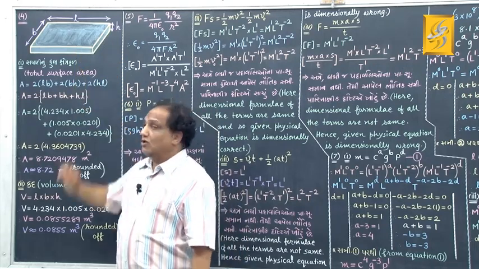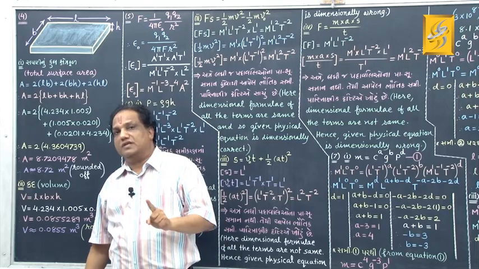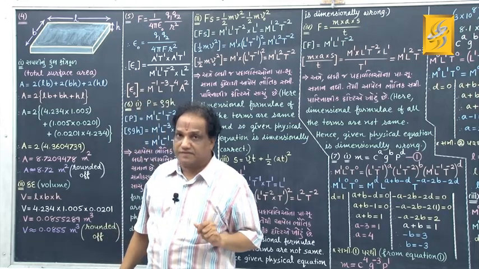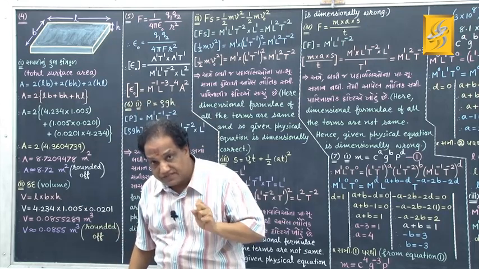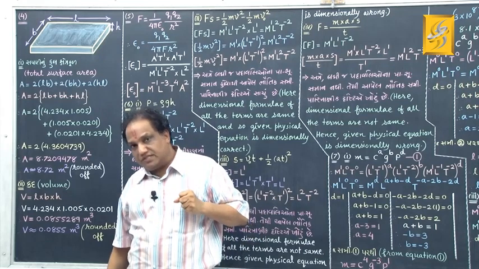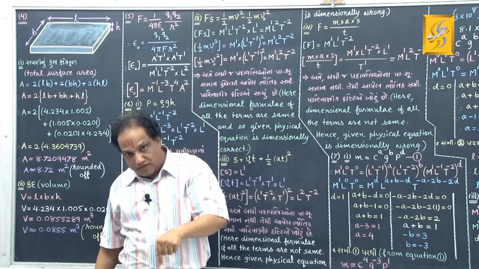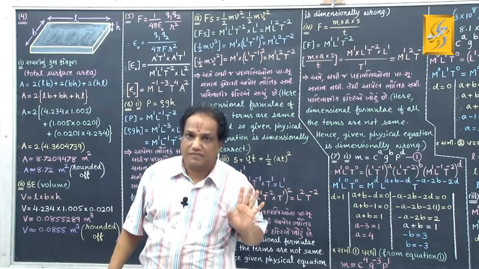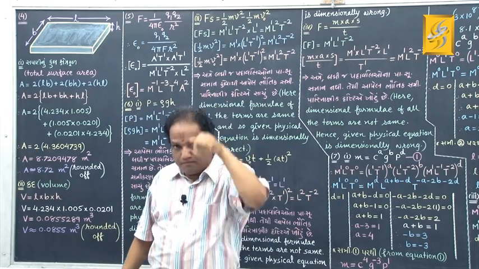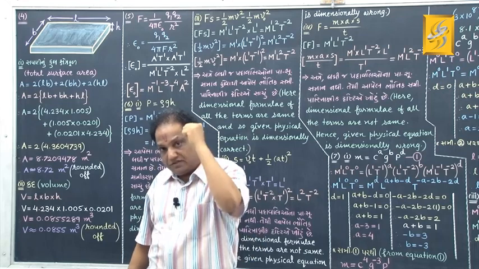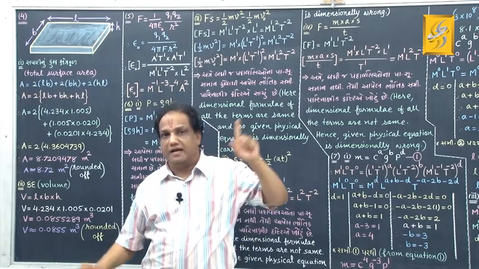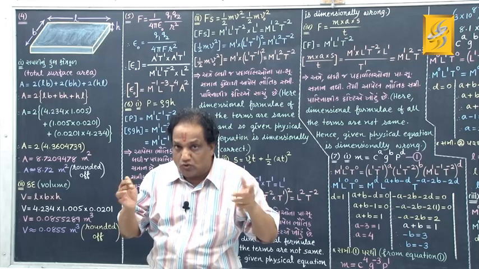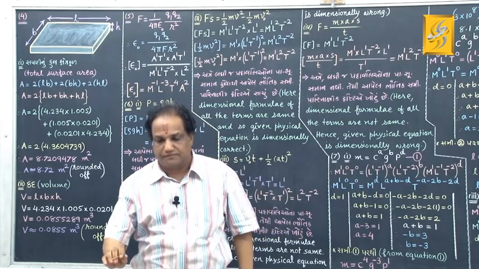Now this rectangular solid has totally 6 sides, 6 faces. Which 6 faces? Top, bottom, front, rear, right and left. I repeat, top, bottom, front, rear, right and left. I can show you those 6 faces. Look here.